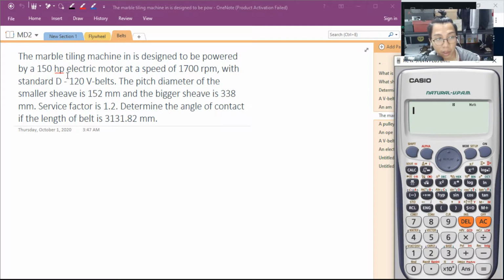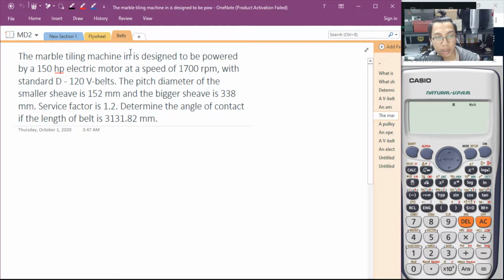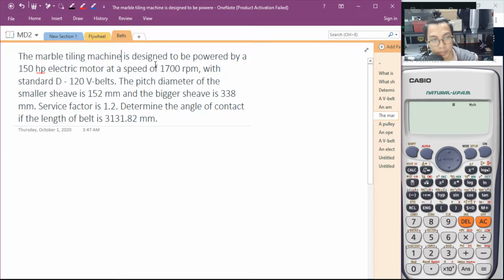A marble tiling machine is designed to be powered by a 150 HP electric motor at a speed of 1,700 RPM with standard size na D120 B belts. Ito ang mga C, B, mga series yan. Ibig sabihin yan yung configuration ng belt niya, 120.